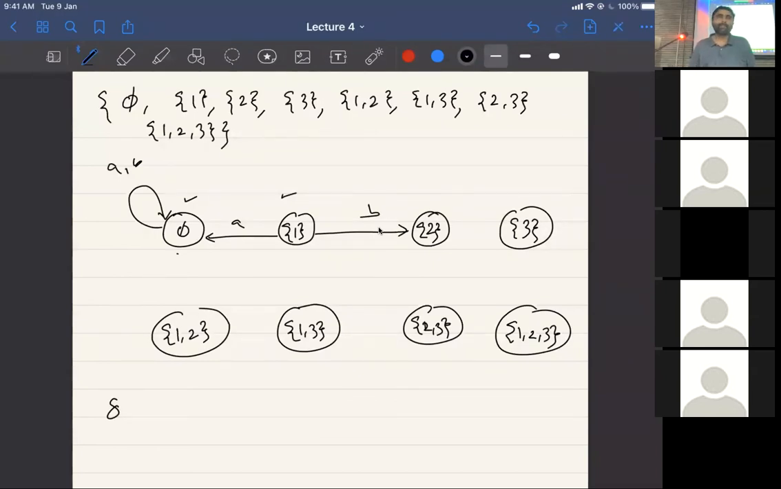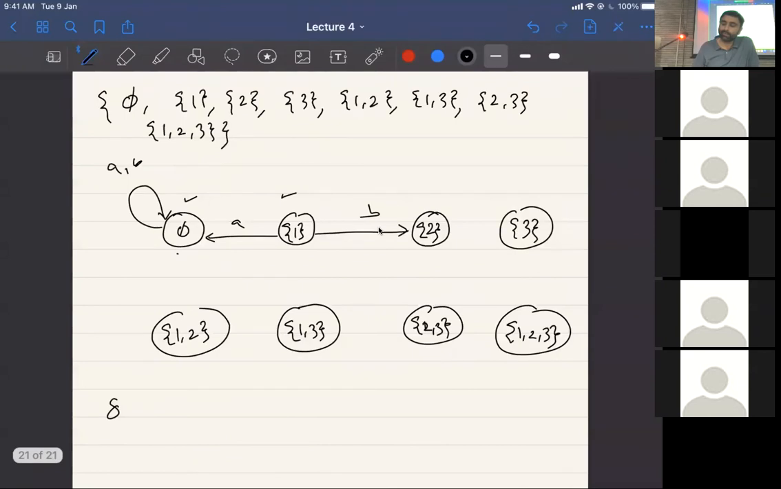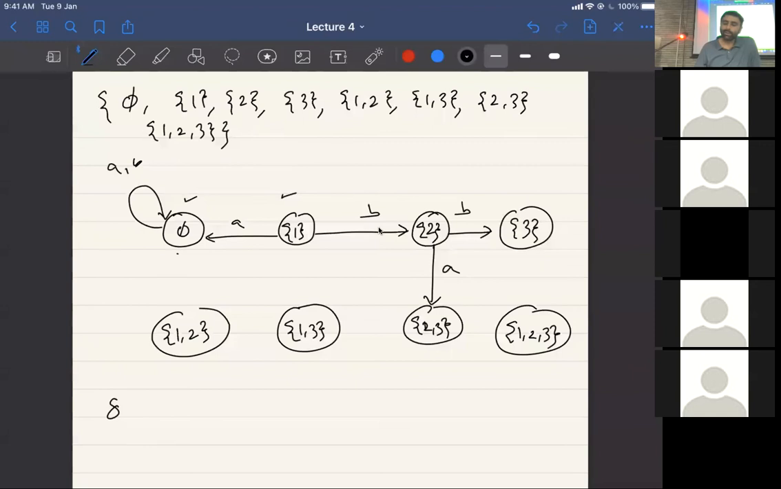So let's talk about B. When we are in state B, in state two, and we read A, where does this machine go? It can either stay in two or it can go to three. So what we will do, we will find if two and three come together in any of these states. They come here in this one, right? So let's see what happens when the machine is in state two and reads B. Where does it go? It goes to three, right? So it only goes to three. So we are done with this state.